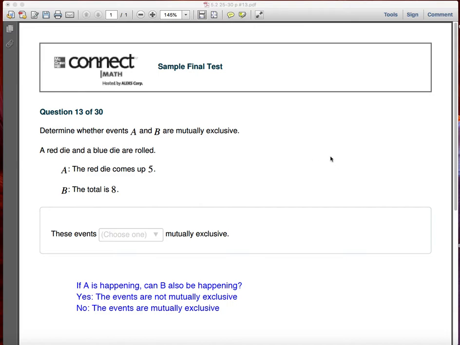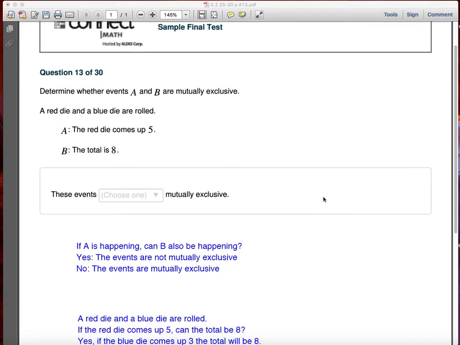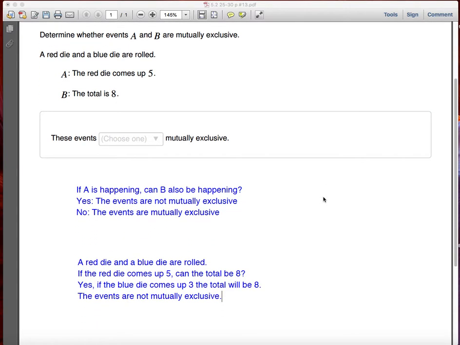What mutually exclusive means is that if one is happening, it is excluding the other one from happening, meaning they can't both be happening at the same time. So for this particular one, a red die and a blue die are rolled. So what we need to ask is, if the red die comes up 5, can the total be 8? It can. If the red die comes up 5 and the blue die comes up 3, then the total will be 8. So since it's possible for both to be happening at the same time, then that means they're not mutually exclusive.